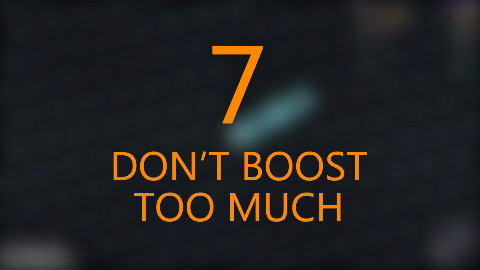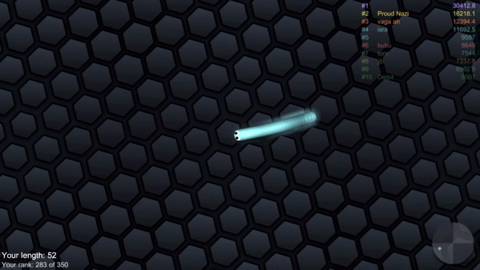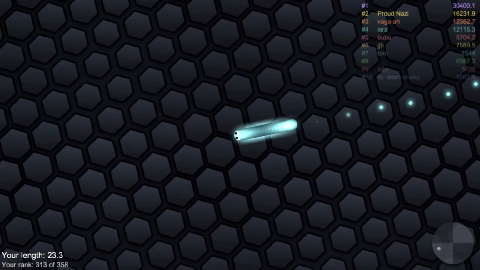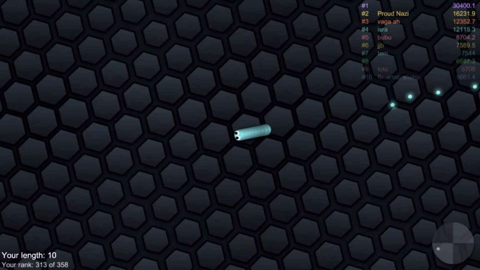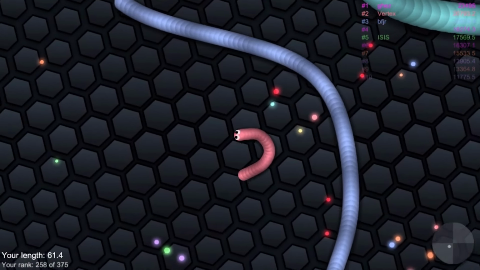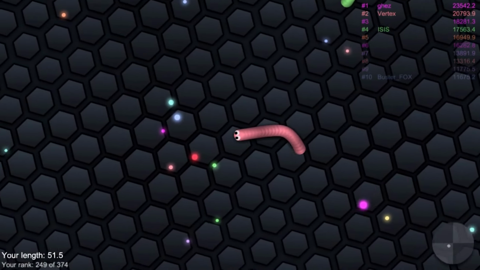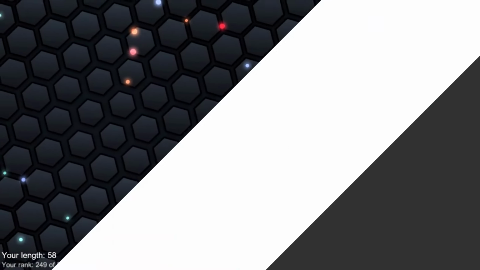Number 7. Don't boost too much. Using your boost makes you expel a few pellets, which is never a good idea. Not only does this make you ever so slightly smaller, it will help other snakes who will one day be big enough to take you on. Speed is fun, but don't help out your enemies.